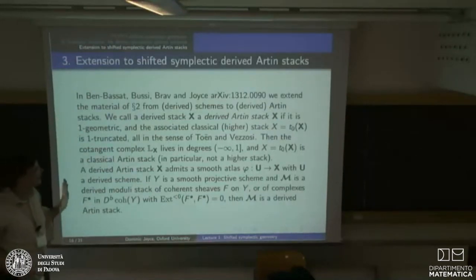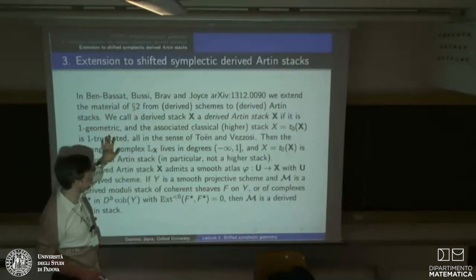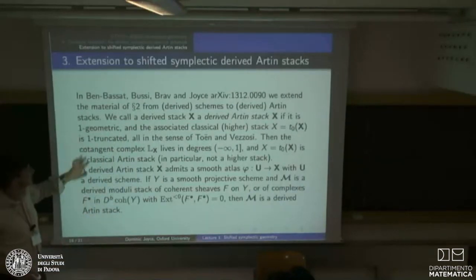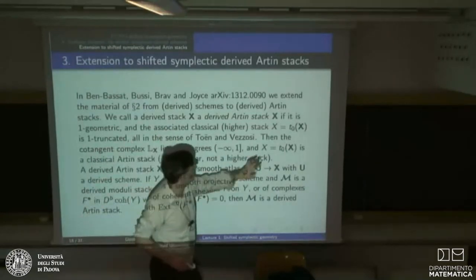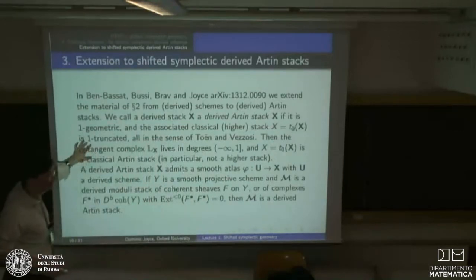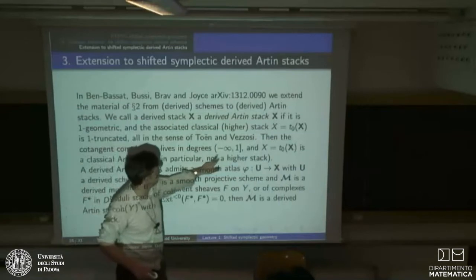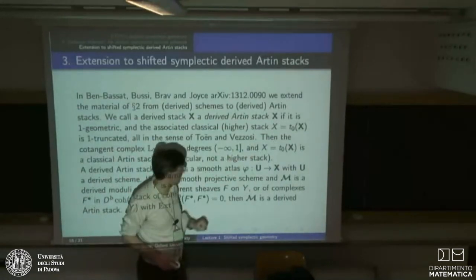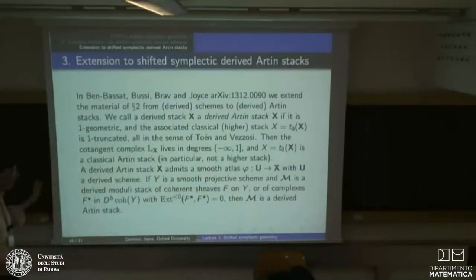Okay, so derived Artin stacks are not as general as general derived stacks. So we call a derived stack X a derived Artin stack if it is one geometric and the associated classical stack, which has to be allowed to be a higher stack. So the classical truncation of X is one truncated, all in the Toën-Vezzosi sense. So what this really means is that the cotangent complex L_X lives in degrees minus infinity up to 1. It doesn't go above 1. And X, the classical truncation of X, is an ordinary classical Artin stack. In particular, it's not a higher stack. Okay. So I don't like higher things, because I don't understand what they look like.